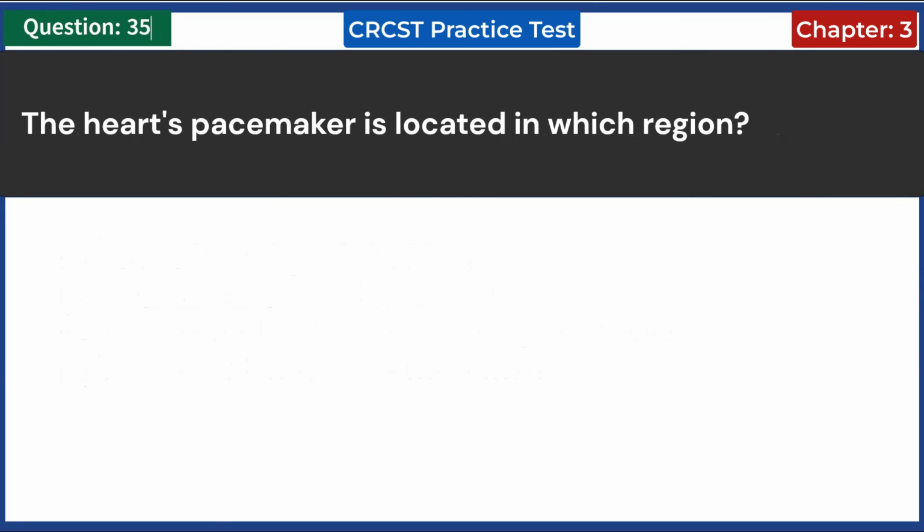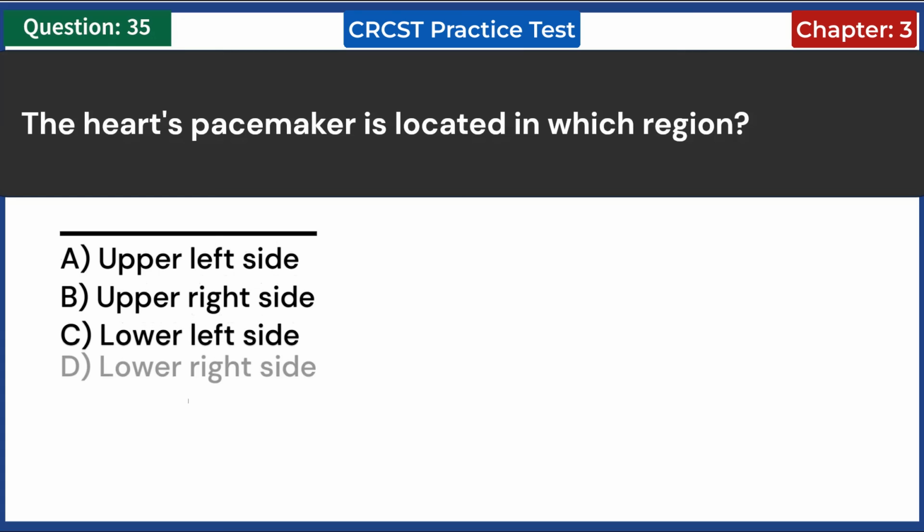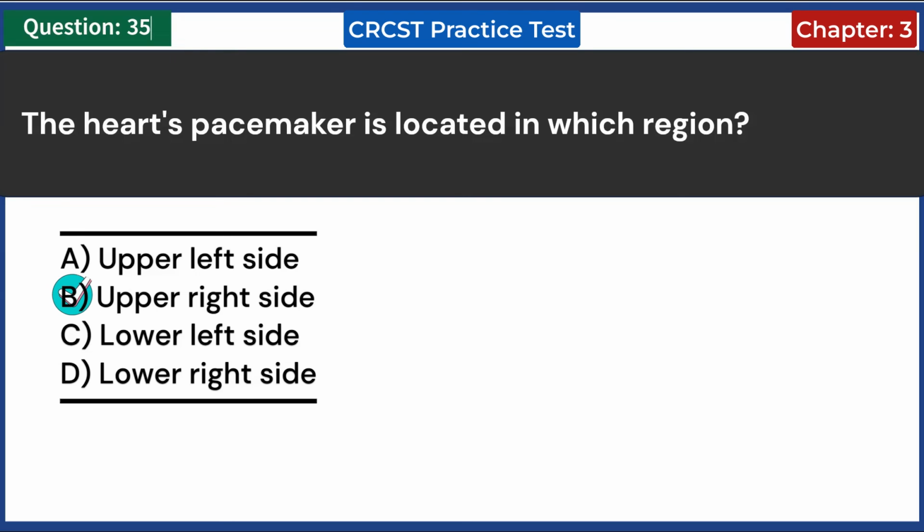The heart's pacemaker is located in which region? A. Upper left side. B. Upper right side. C. Lower left side. D. Lower right side. Answer: B. Upper right side.